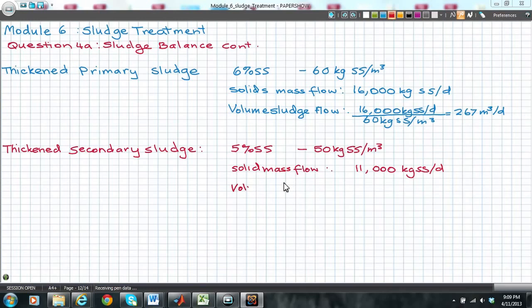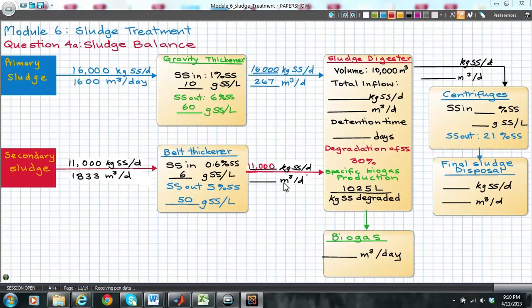From this we can calculate what our volumetric flow rate is of the sludge coming out of the belt thickener, which is going to be our solids flow divided by our concentration, which is 50 kilograms of suspended solids per cubic meter, which gives us a volumetric flow of the secondary sludge of 220 cubic meters per day.